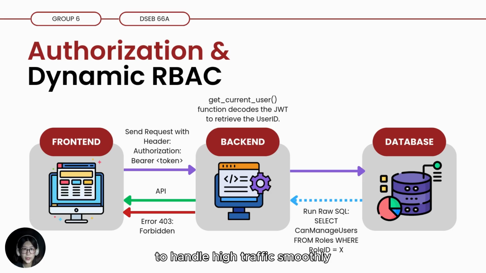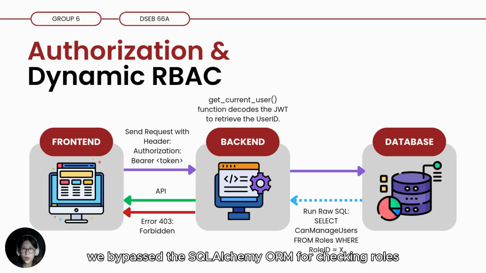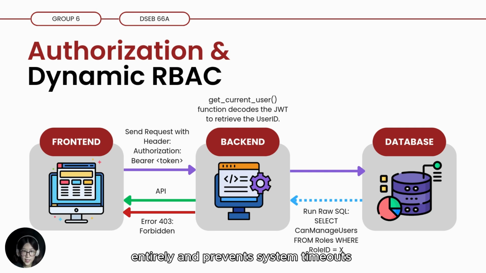To handle high traffic smoothly, we bypass the SQLAlchemy ORM for checking roles. Instead, we run clean raw SQL statements. This choice removes ORM bugs entirely and prevents system timeouts when multiple workers access the platform at the same time.